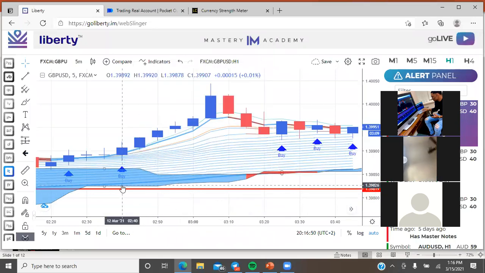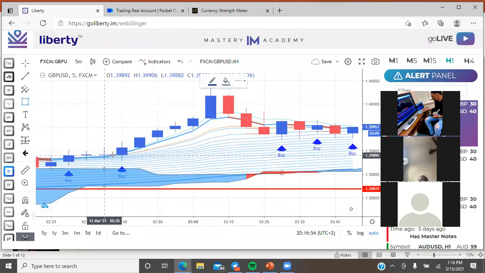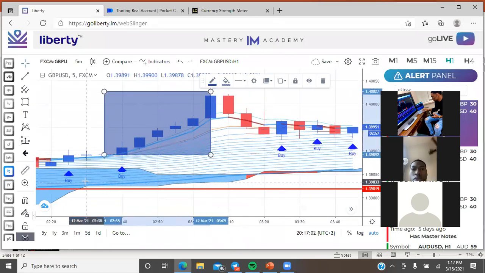So I have to make sure the first confirmation, family, I have to make sure blue candles are above a blue cloud. That's my first confirmation. Blue candlesticks above a blue cloud. Drop a 1 if you get the first confirmation. That's the first confirmation.